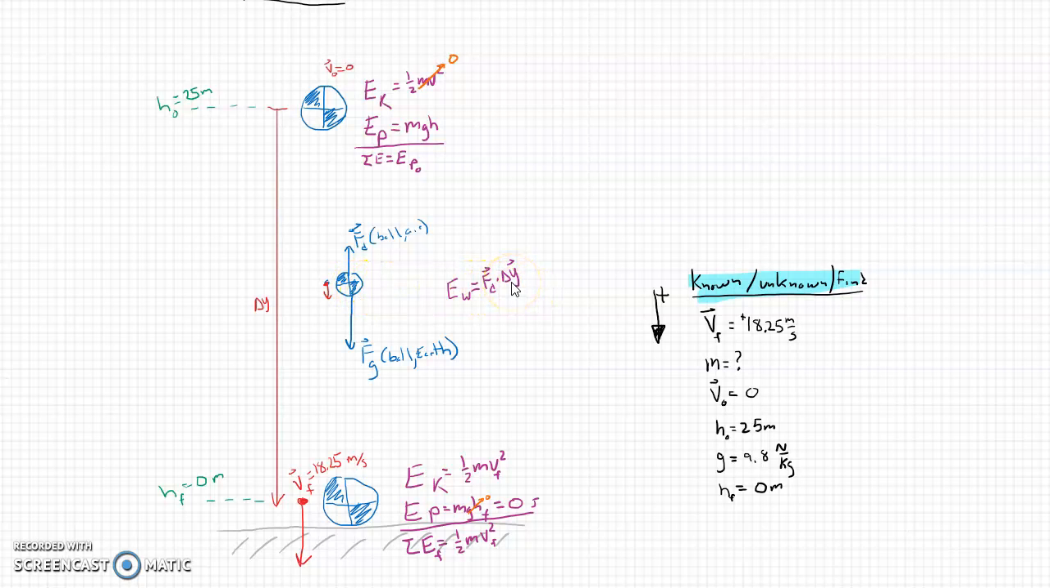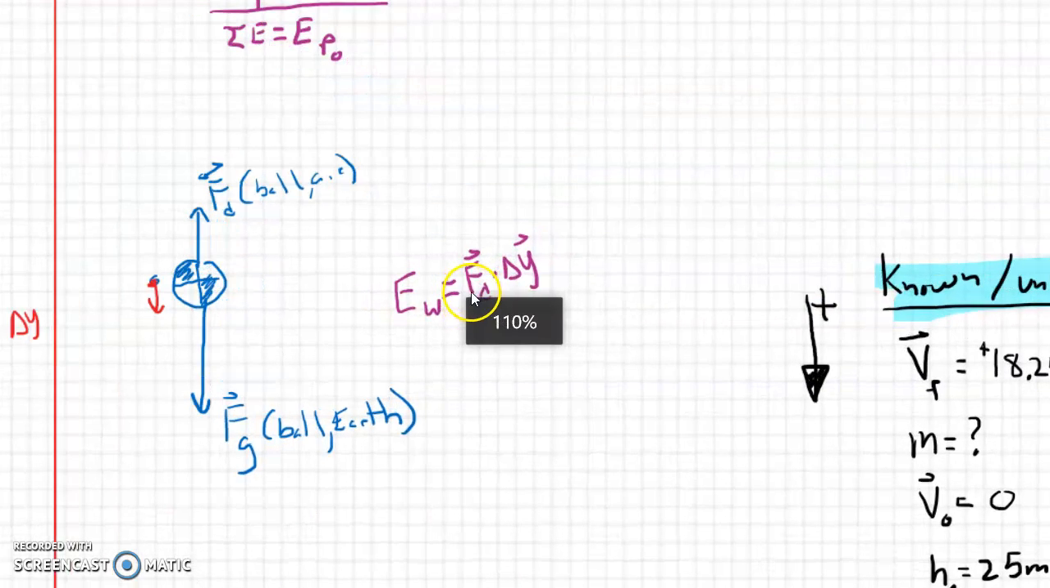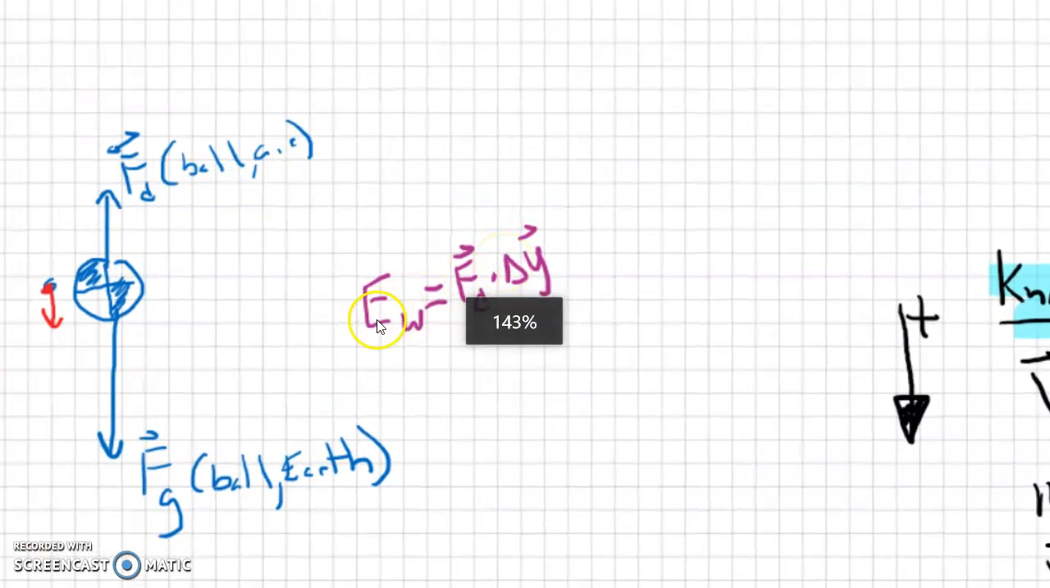Basically, when we look at the work being done, the drag force is going to give us a negative force, because that's up, and a positive displacement, so that will actually be negative work being done. Again, the way I like to think about this is it's removing energy from our system.